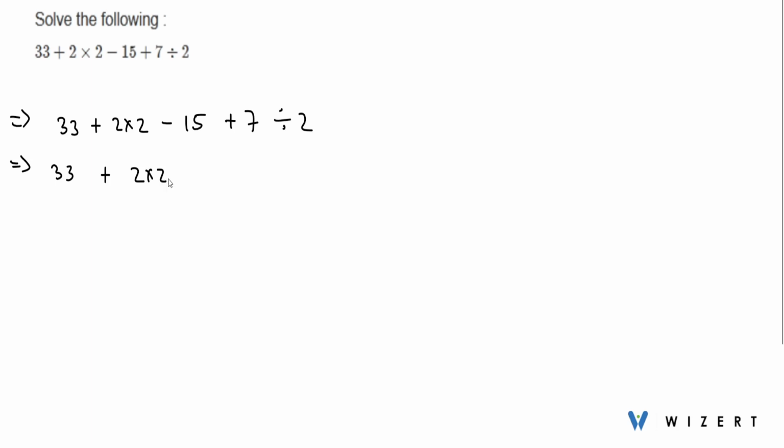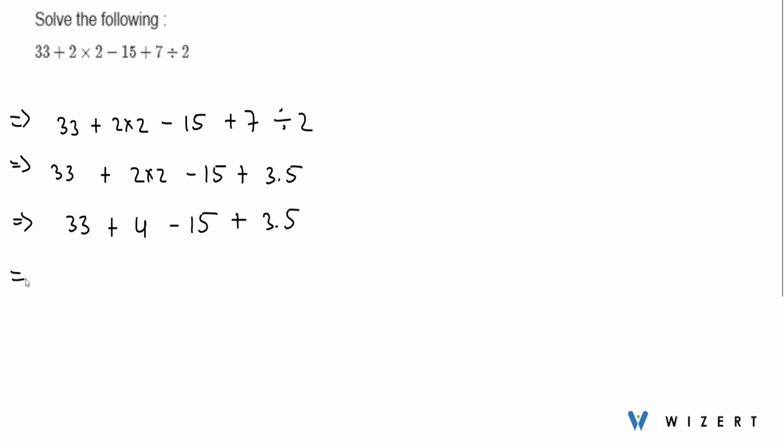So in 2 multiplied by 2 minus 15 plus 7 divided by 2, this is the division operator, so we have to solve it first. 7 divided by 2 will give us 3.5. After that we have to solve the multiplicative operator. So 33 plus 2 multiplied by 2 is 4, and then we have minus of 15 plus 3.5.